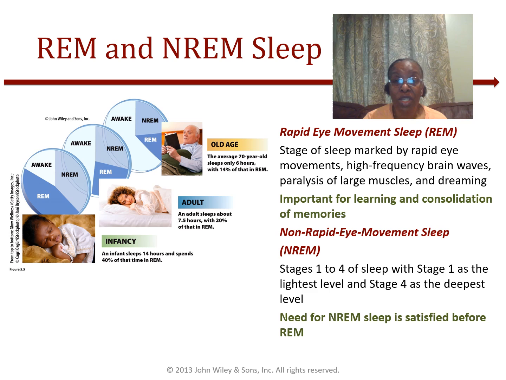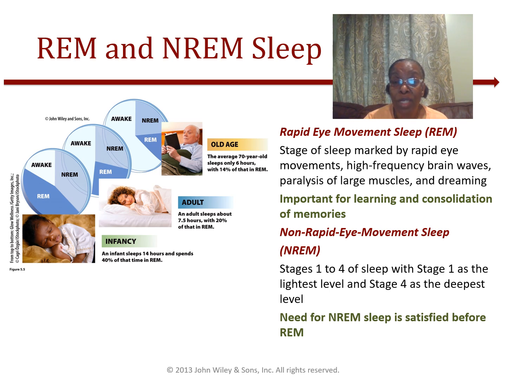This is the stage of sleep that's marked by those rapid eye movements. Brain waves are going to be highly frequent. Here you will see paralysis of your larger muscles, as well as dreaming states. You have to remember that learning and consolidation of memory mostly occurs during REM sleep.